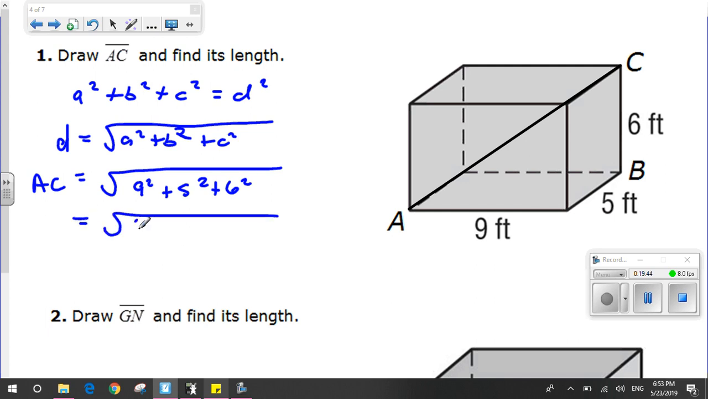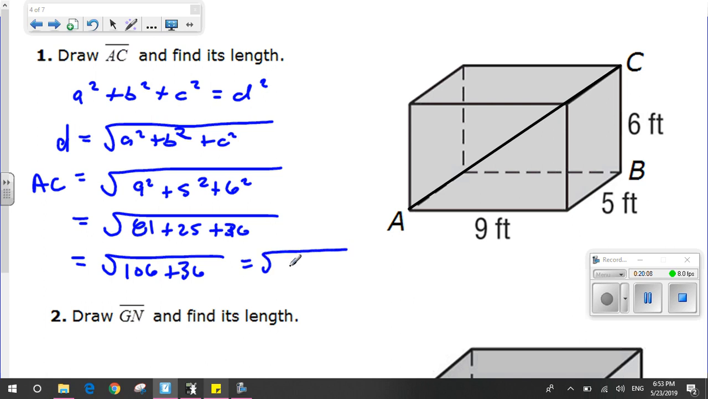So that's 81 plus 25 plus 36. 81 and 25 make 106. And then plus 36 is 142. And now we're going to simplify the radical by breaking 142 apart.